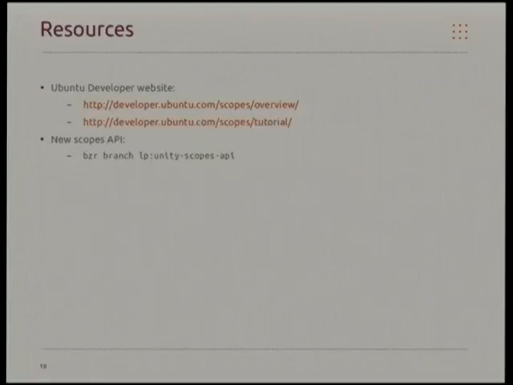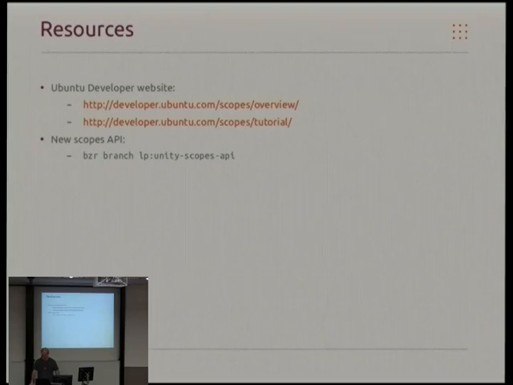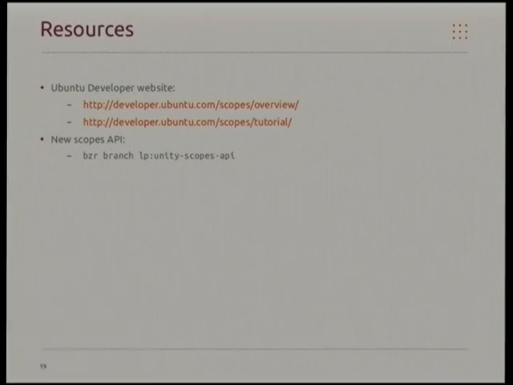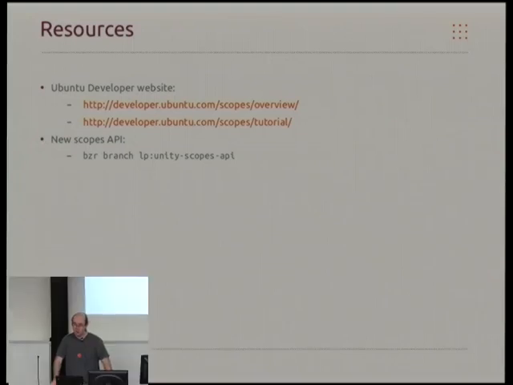So we've got a few resources for the current Scopes API, which you can use for developing on 13.10. There's an overview which provides most of this data, and there's a tutorial which will tell you a bit about programming the current API in C. If you're interested in the new API, which is still in flux, I think the best option at the moment is to check out the source code, which you can just branch with Bazaar using that.